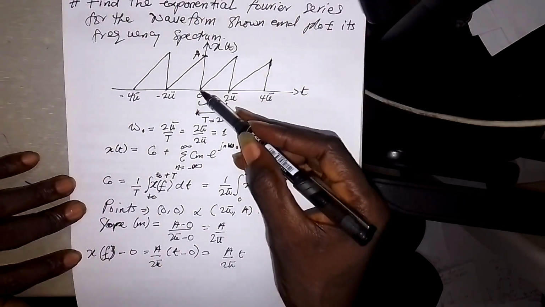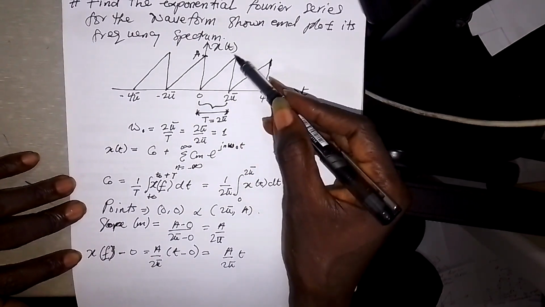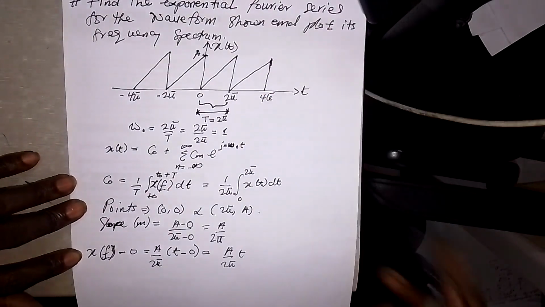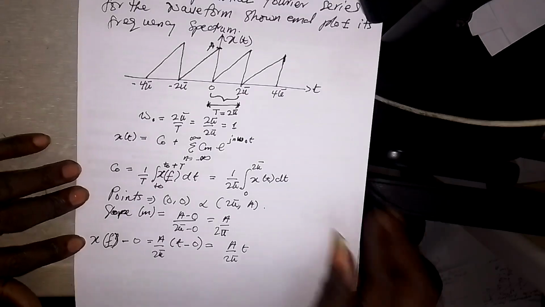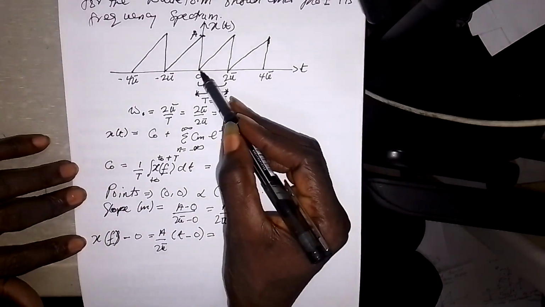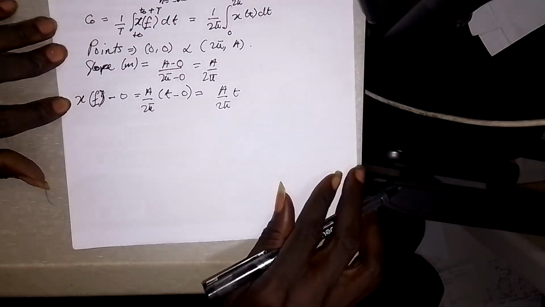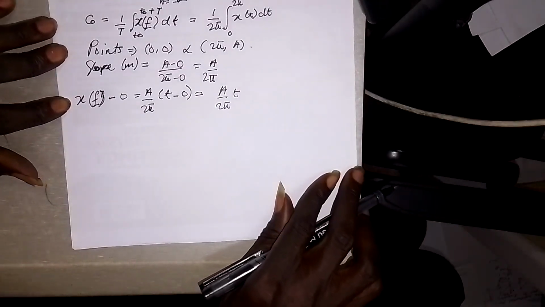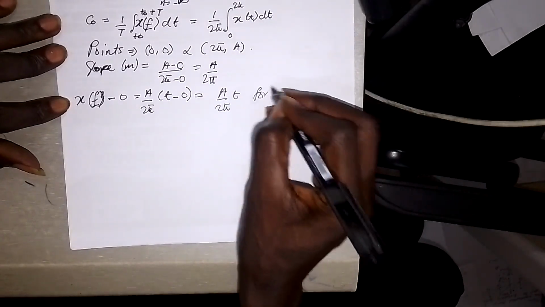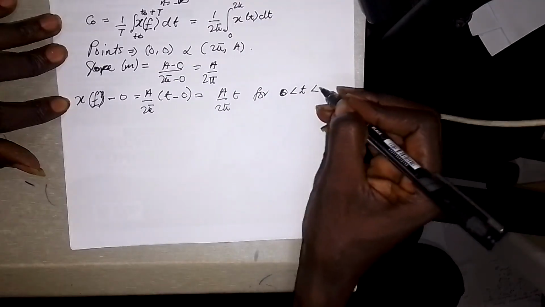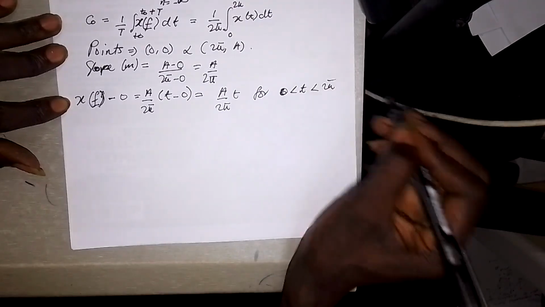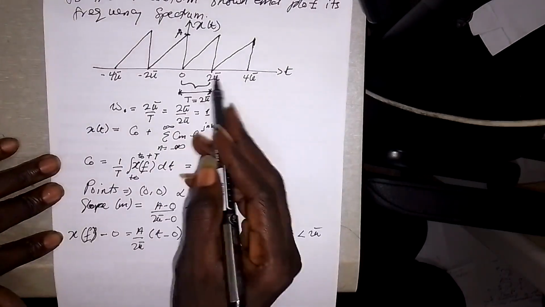That will be the equation, and that is acceptable because you can see that my line is from 0, 0 to 2 pi, a. The line is ascending, so the slope has to be positive. And because it's passing through the origin, the intercept will be 0. So the intercept here is 0. So my line equation can be trusted. And this is for the interval 0 to t to 2 pi. So it's for this particular interval.